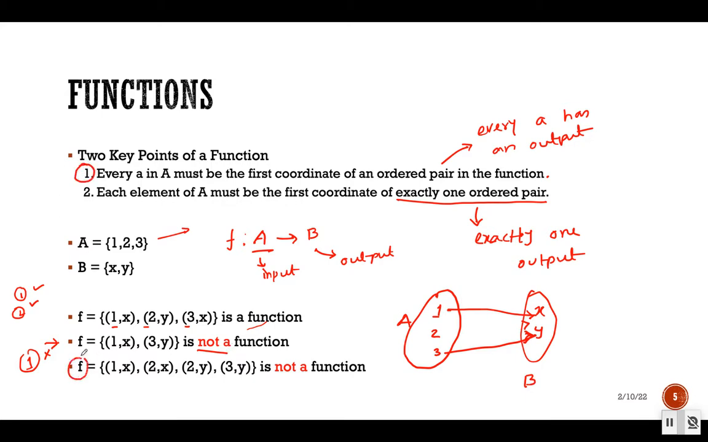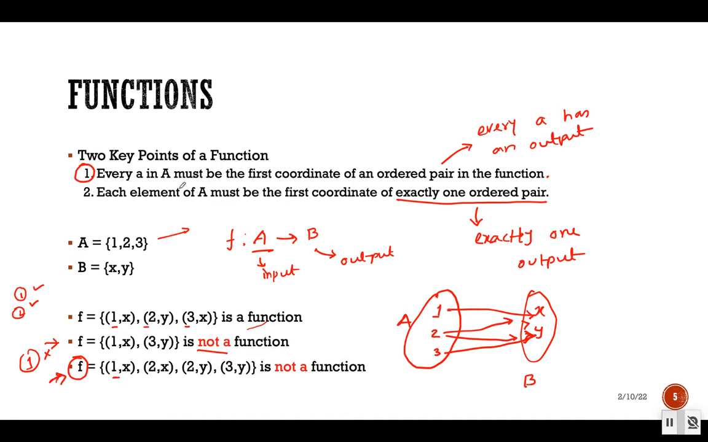So let's look at the third one. Let's do the mapping: 1 to x, 2 to x, 2 to y, 3 to y, and we are saying that that's not a function. Why is that? There we have every element from the input set. We have 1, 2 and 3.